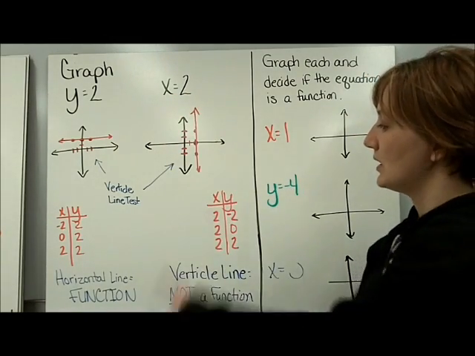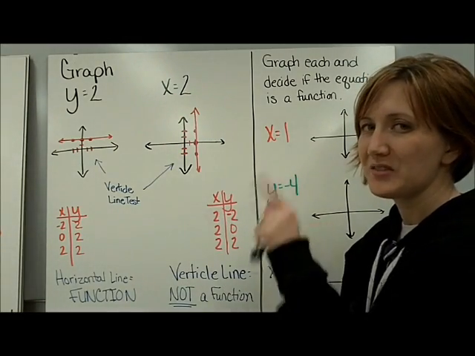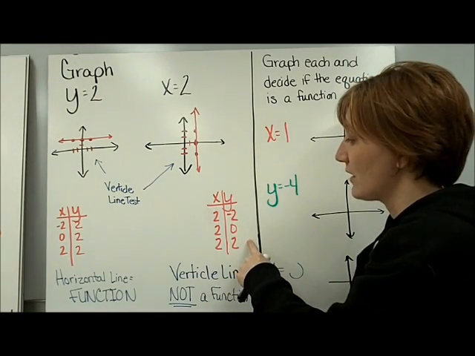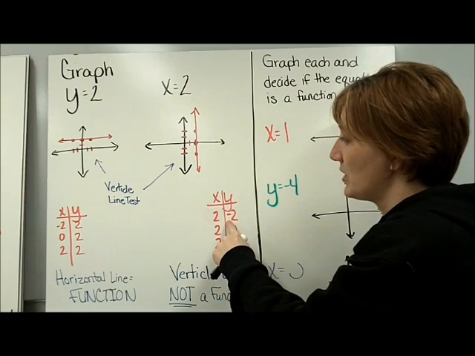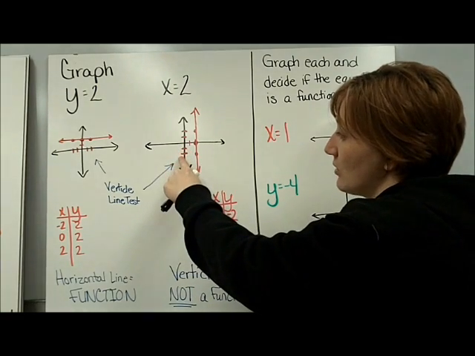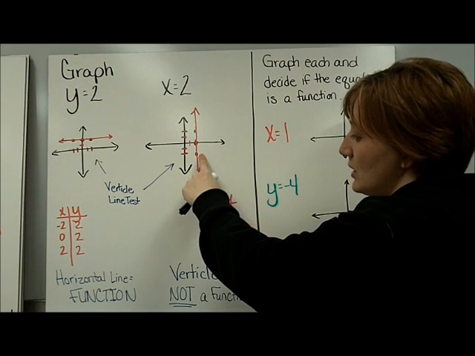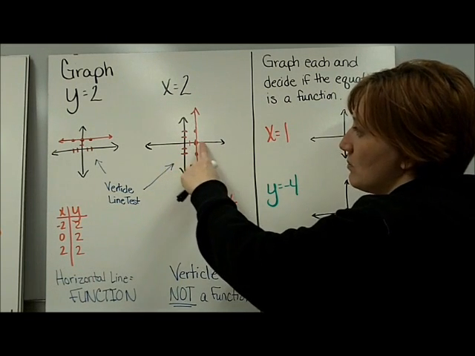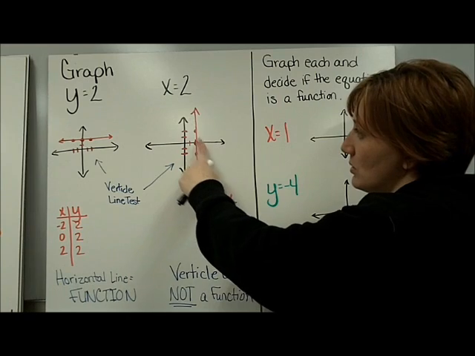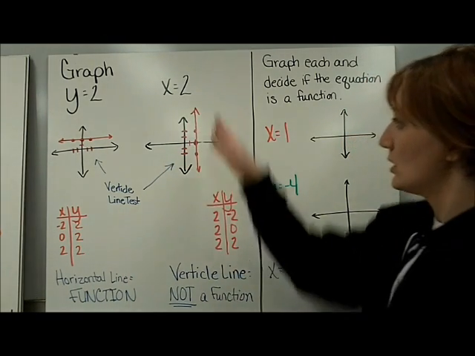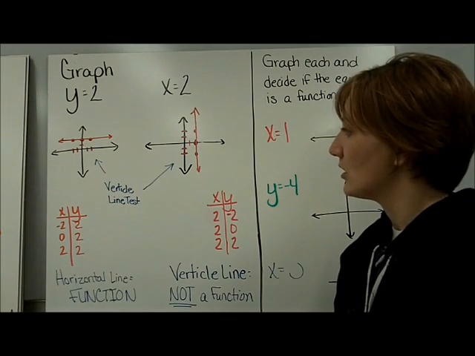X equals 2. Input. Now this one's a little trickier. You have to kind of work backwards. I have to put my -2 value, my 0, and my 2 value here, and work backwards. If I put a -2 in, and I go down 2, my x value is going to be 2. If I put in a 0, my x value will be 2. And at 2, my x value will still be 2. And there you have a vertical line.